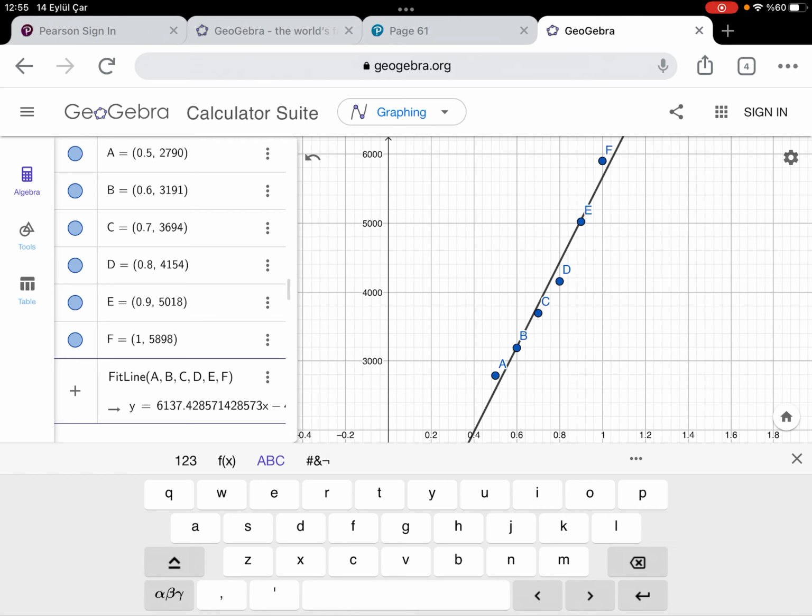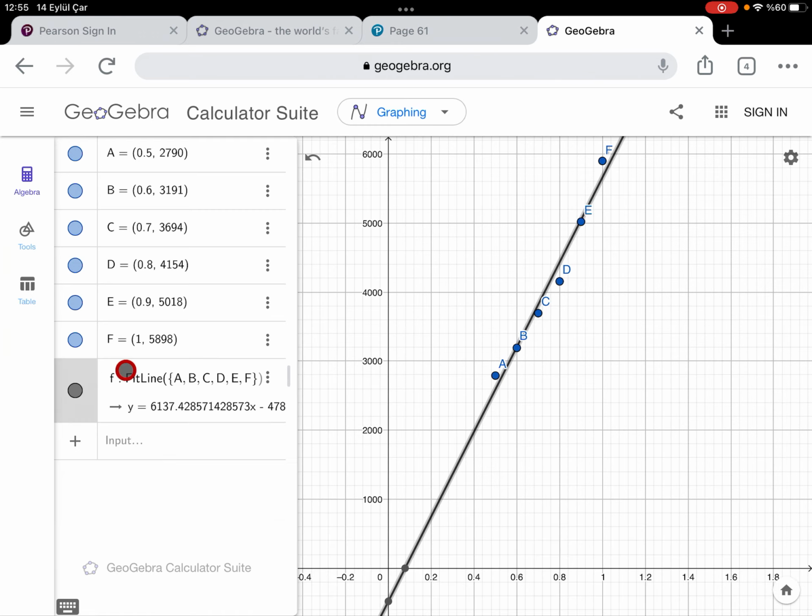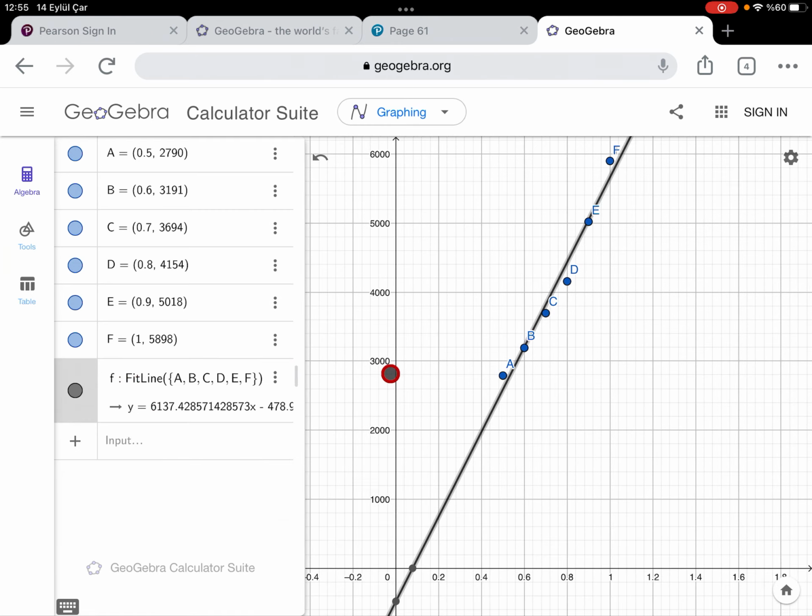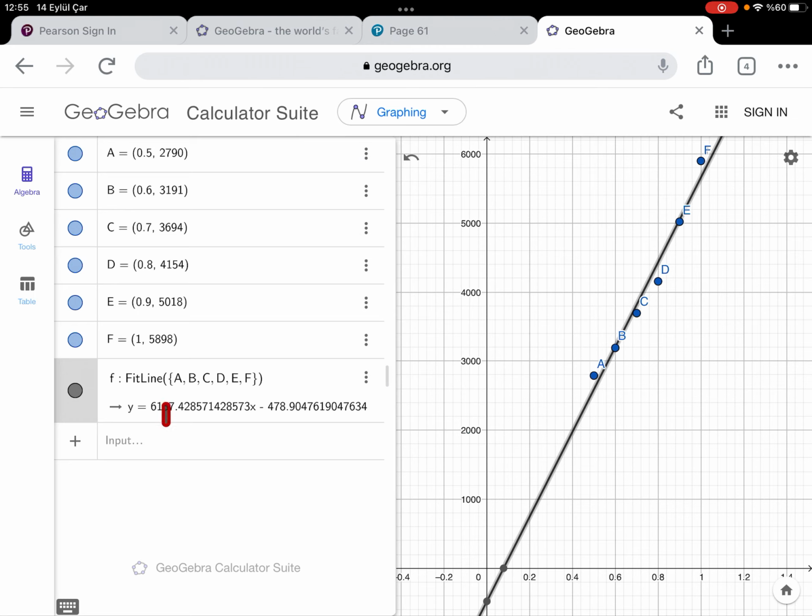So these are our points, okay? So this formula, y equals 6137 blah blah blah x minus 478.19, is our linear function. This represents our data. As you see, not all points are on the line, but they are very close to the line. So this is the best line.